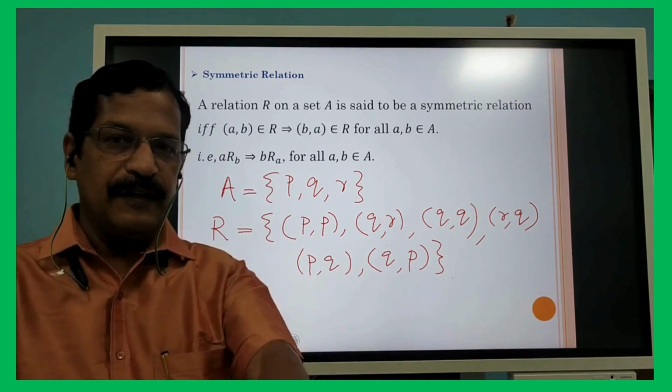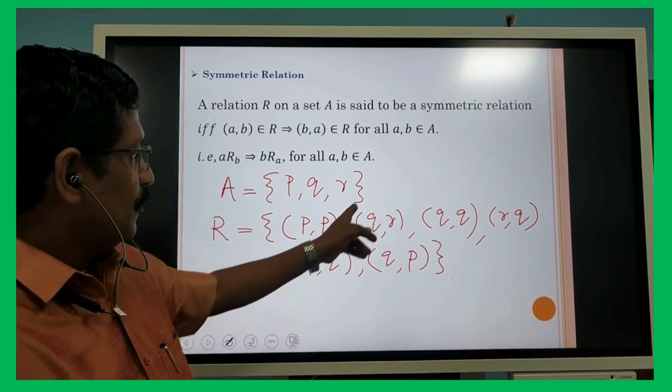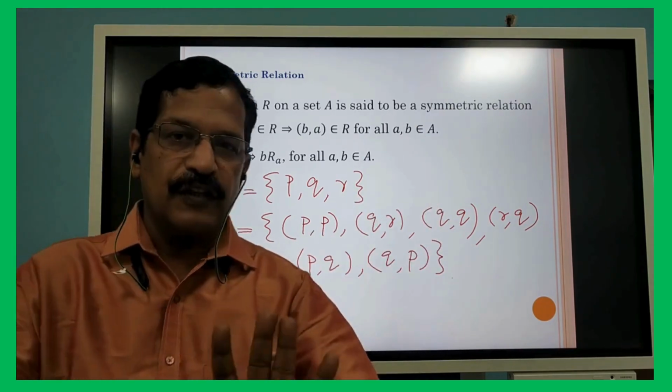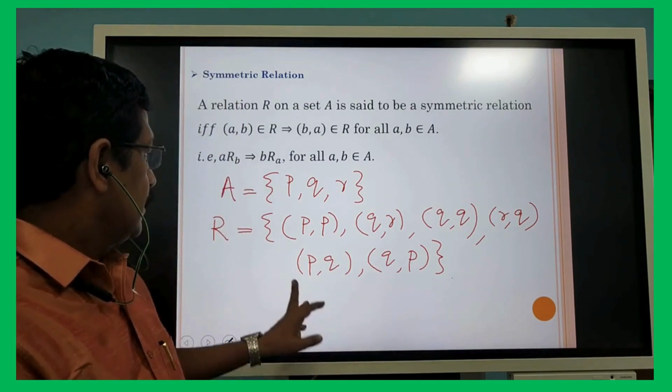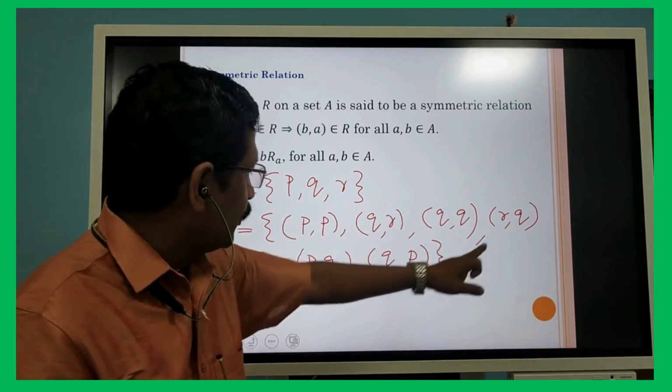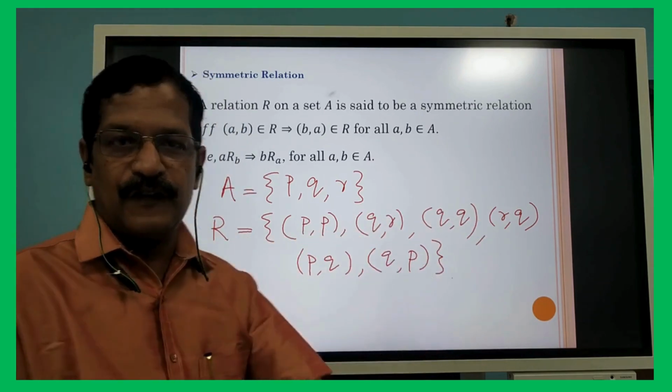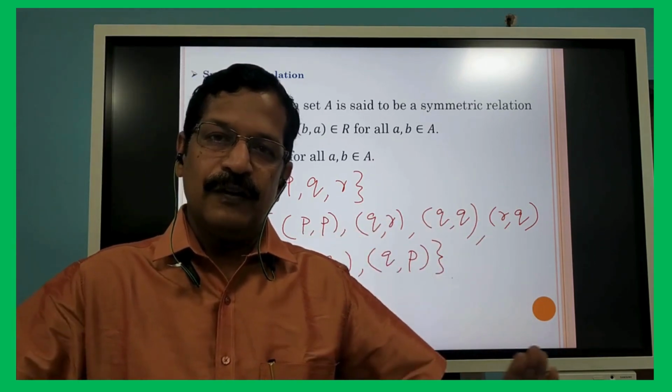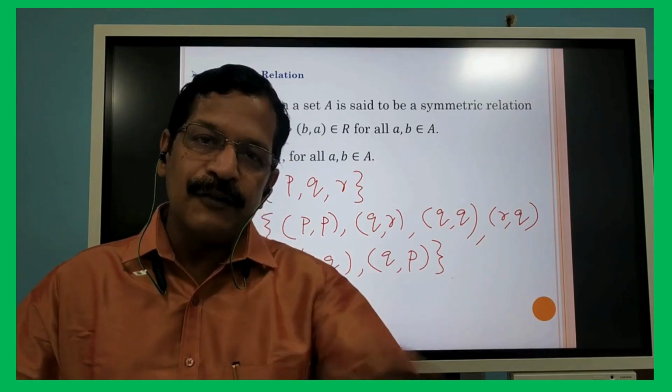p is related to p, agreed. q is related to q, that is also correct. Whether r is related to r here? No, r is not related here. So the relation R is not reflexive.